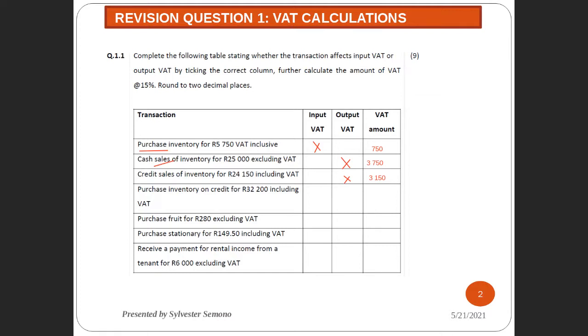Perfect. Remember, for VAT purposes, you either use 15 over 100 or 15 over 115. You need to be careful here because they keep telling you that the amount is including VAT and others are excluding VAT. Please try the next. We bought inventory on credit for 3,200. Tell me how much, whether it's input or output.